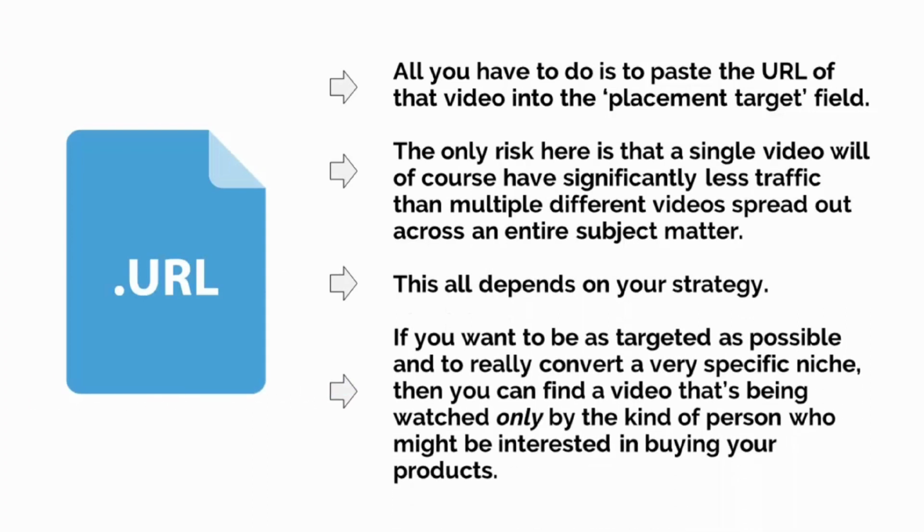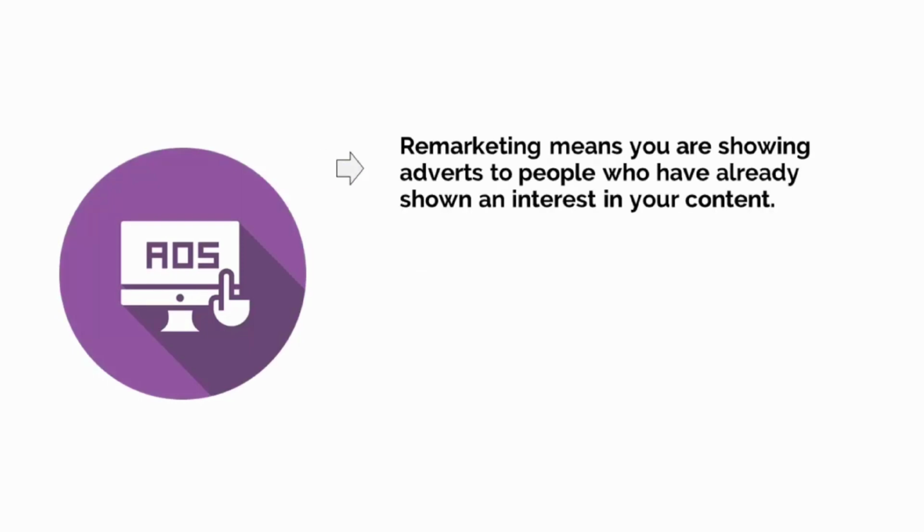If you want to be as targeted as possible and to really convert a very specific niche, then you can find a video that's being watched only by the kind of person who might be interested in buying your products. Google remarketing is another advanced targeting technique which can be used with YouTube. Basically, remarketing means that you're showing adverts to people who have already shown an interest in your content.